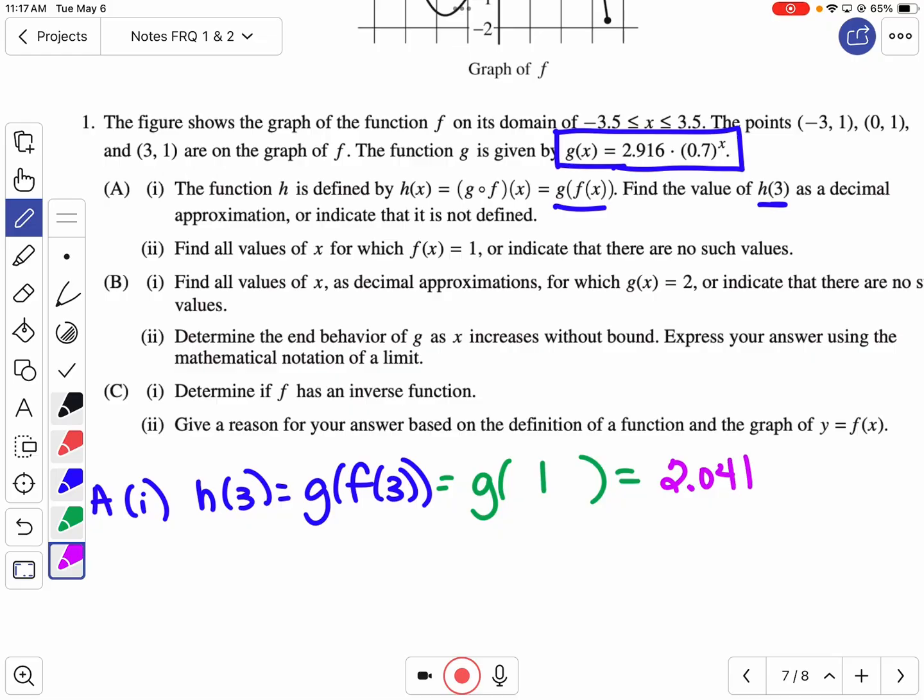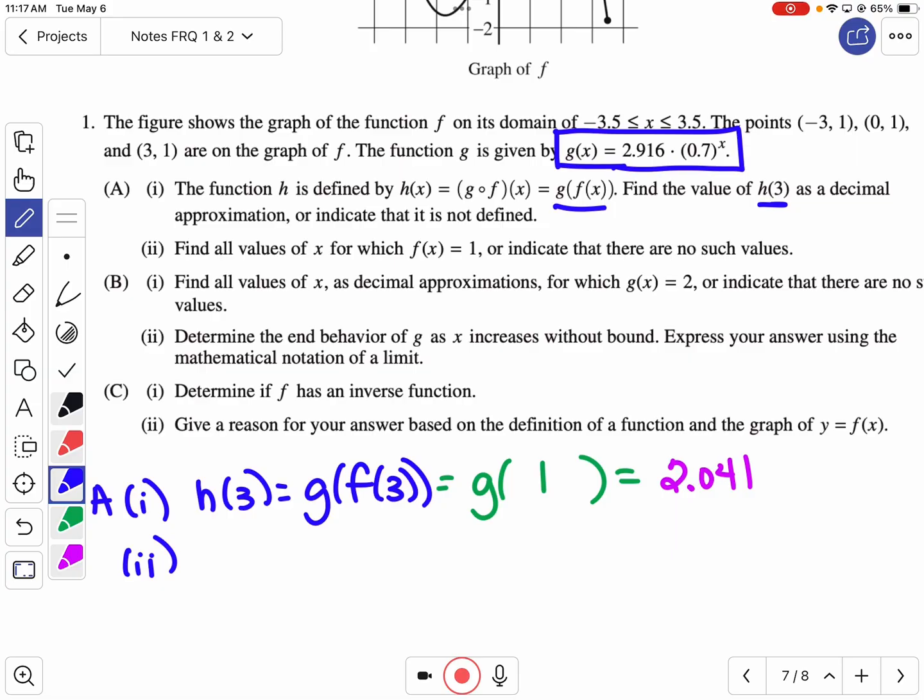And I think you get 2.041. Okay. If I had to guess, I would guess my kids got that point. They don't let me see specifically which points they got. They just let me see the averages. So I would think we got that one. All right. Now, part 2.